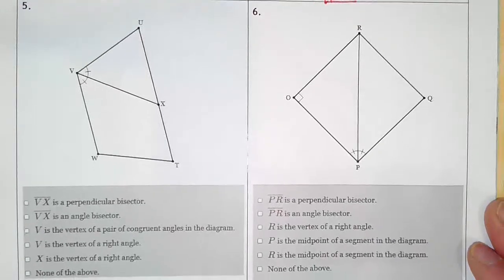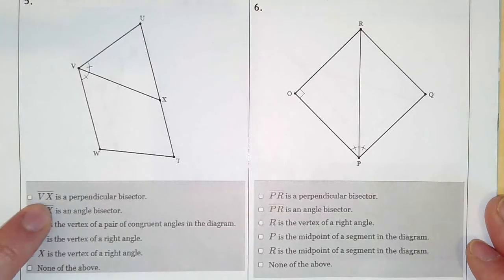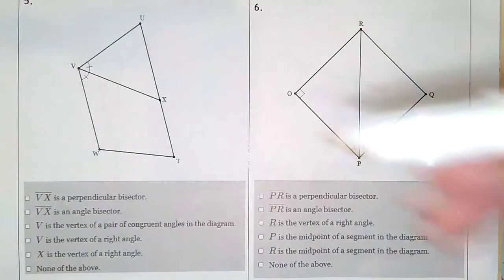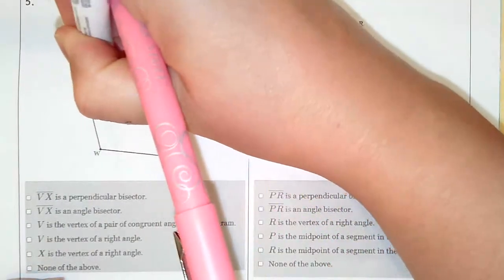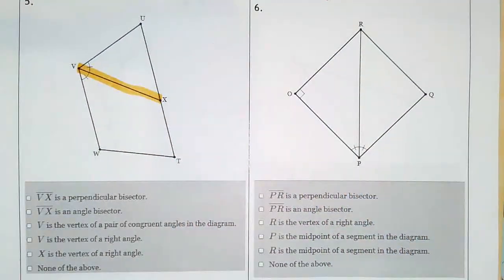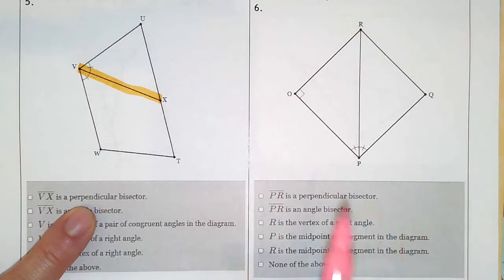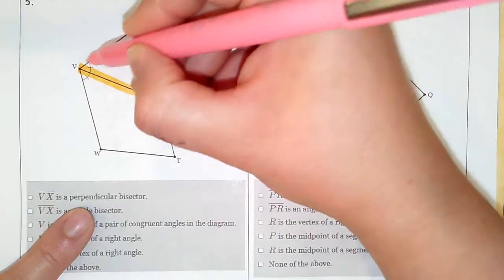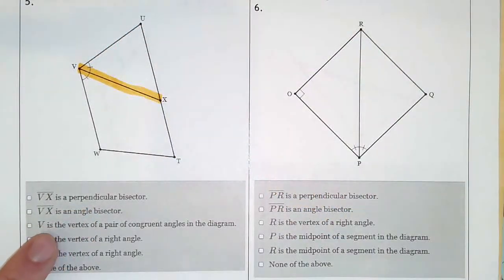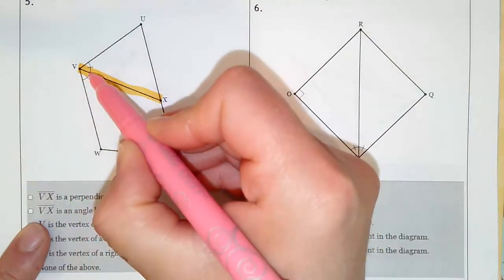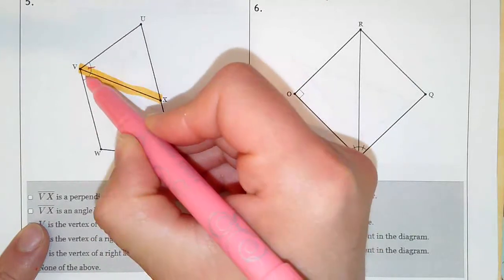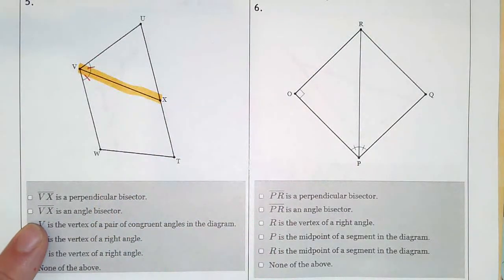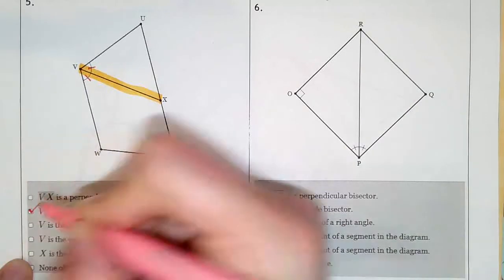All right, so number 5. VX. I'm going to highlight it. Is a perpendicular bisector. Is it making a 90 somewhere? With this line? No. With this? No. I don't see a box. Next one, VX is an angle bisector. Is VX cutting an angle into 2 equal parts? Yeah, we know because we see these tick marks on the arcs there. So that is a yes.